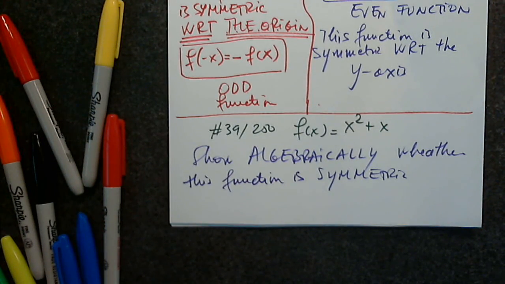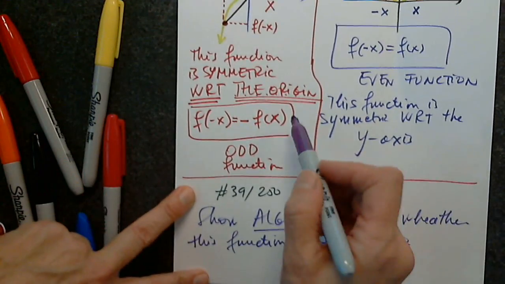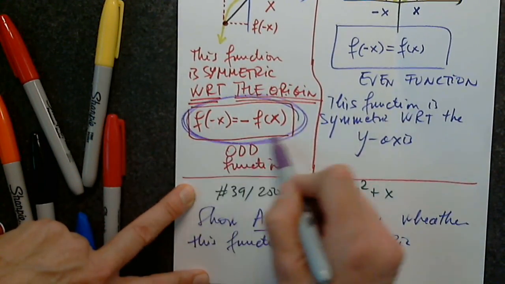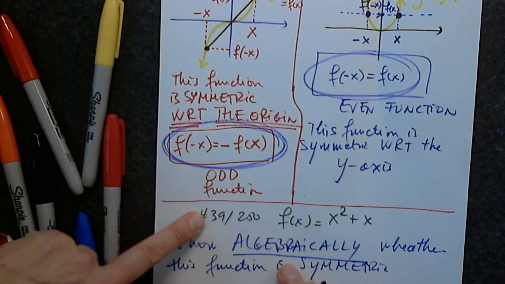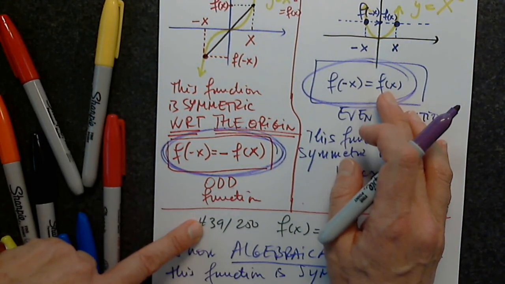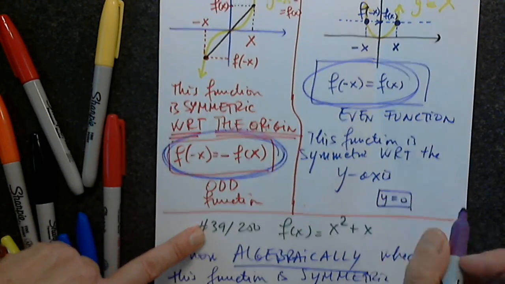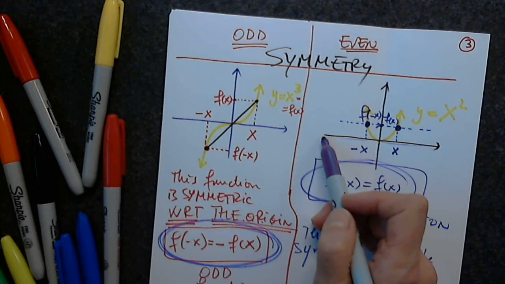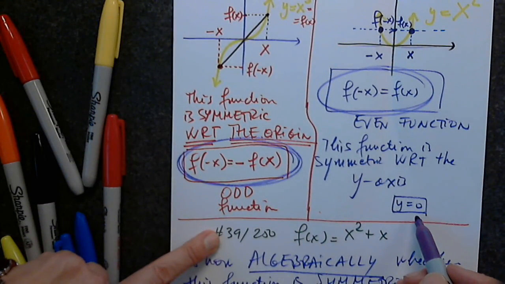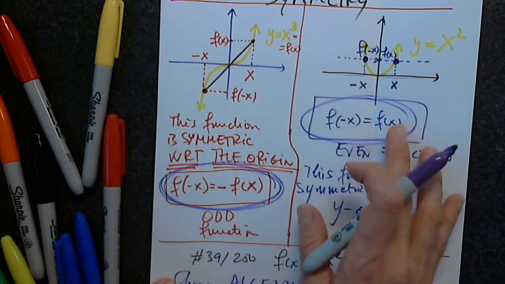Okay? So, algebraically means I have to show this and I have to show this. A function cannot be both. There is one, to be exact. Y equals 0. This is the only function, which is this line. This is the only function that is symmetric with respect to the y-axis and with respect to the origin. But who cares about this function? I know that no one does, right? So we will say no function can be both.